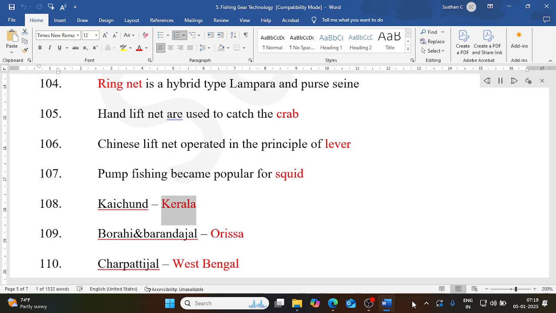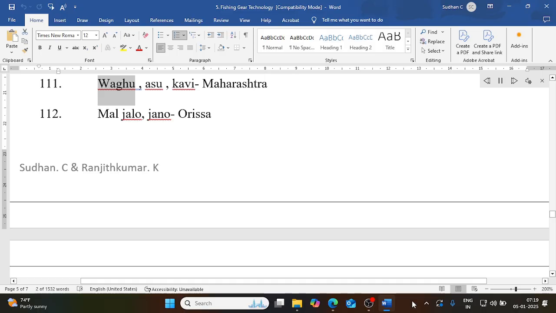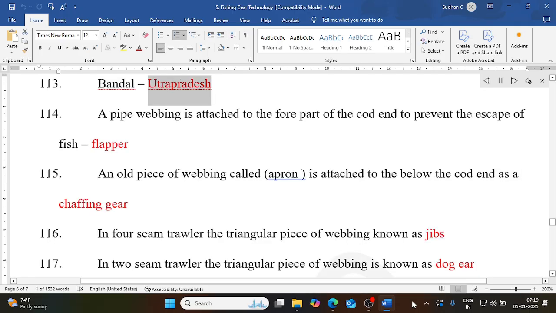Kaichand, Kerala. Borahi and Barndajal, Orissa. Charpatijal, West Bengal. Wagyu, Asu, Kavi, Maharashtra. Maljalo, Jaino, Orissa. Bandol, Uttar Pradesh.